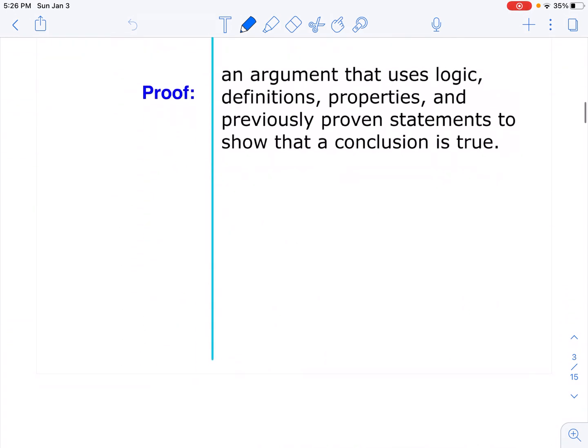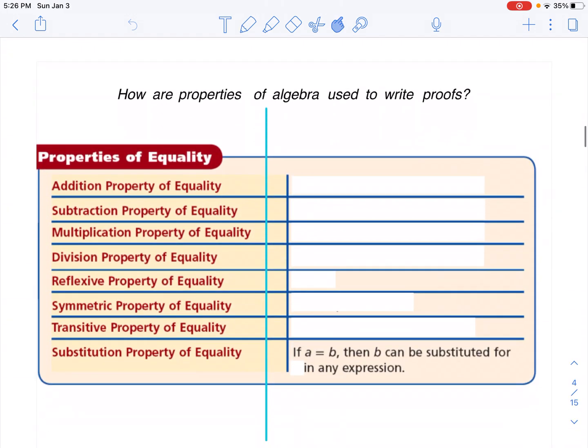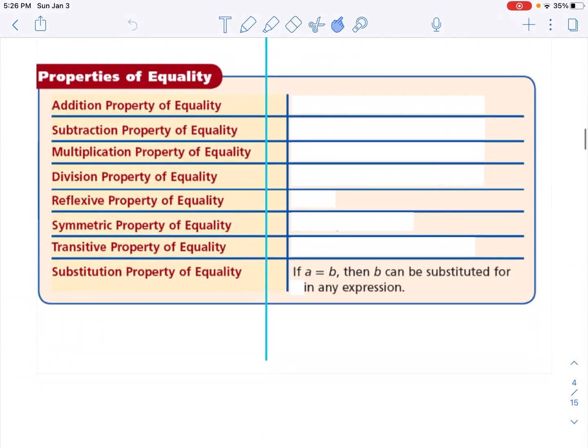A proof is an argument that uses logic, definitions, properties, and previously proven statements to show that a conclusion is true. So we're trying to link definitions and ideas together to start with one given information and then to prove something. All right, so here are properties that we're going to use. We're going to use the properties of equality.